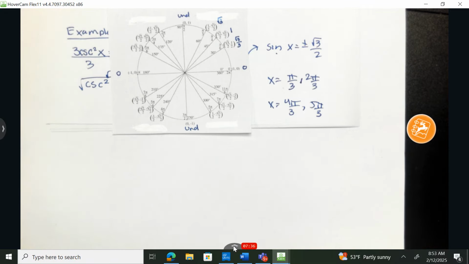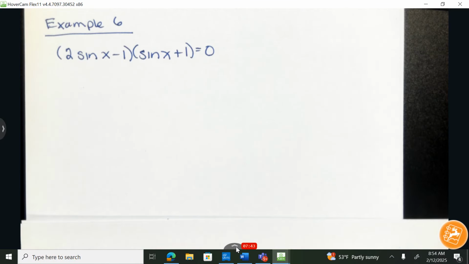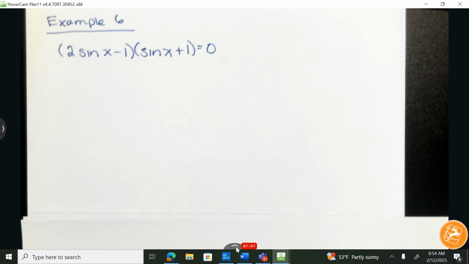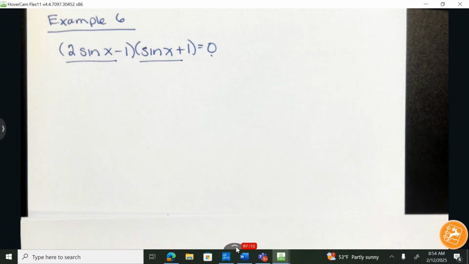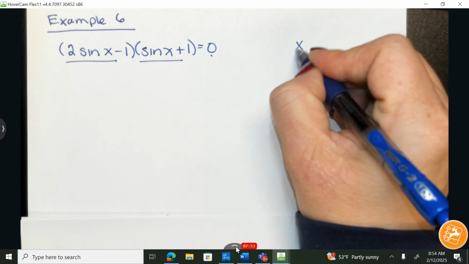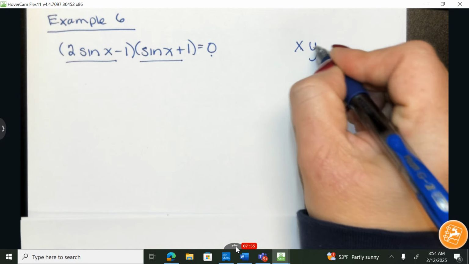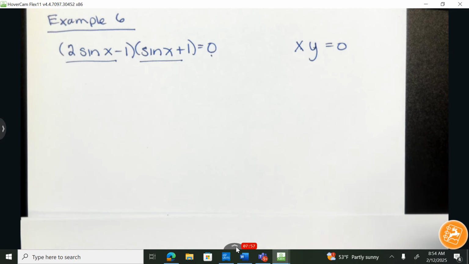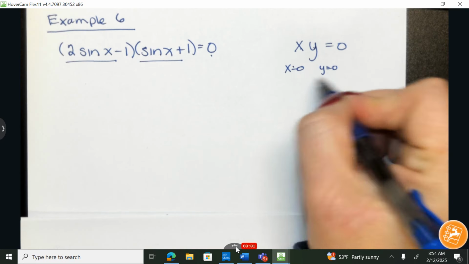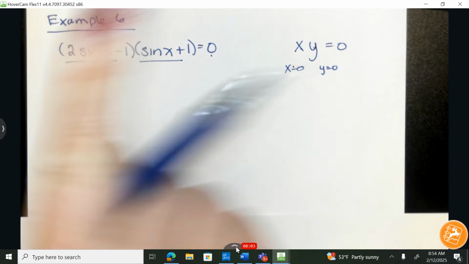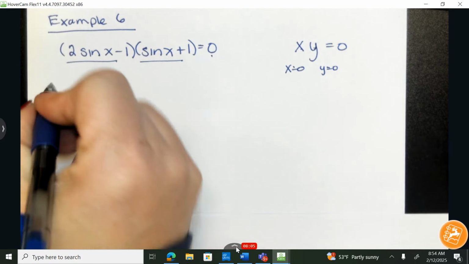Let's go on to example number 6. Example number 6, this is factored form. And so I'm reminded that in factored form, I'm anticipating 2 answers. I'm going to set each one of these factors equal to 0. Why is that? Let's use x and y. If I tell you x times y equals 0, one of 2 things is true. Either x equals 0 or y equals 0, or maybe they both equal 0. That's why I'm going to set each one of these factors to 0.